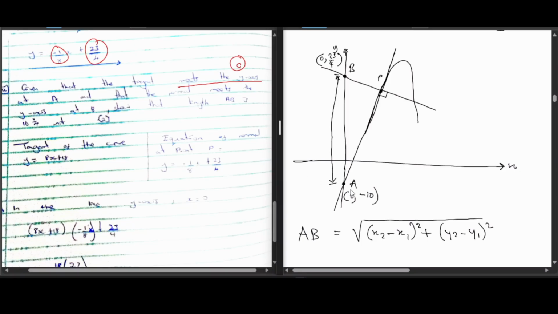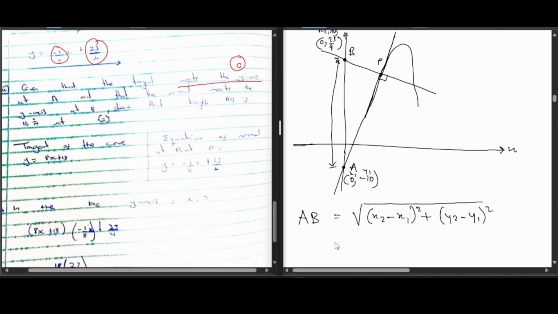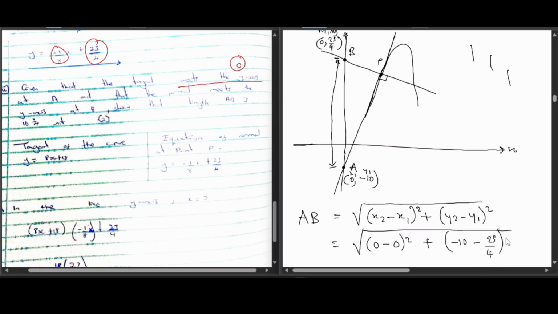It means we should know which point is x1, y1 and which is x2, y2. So if we reinterpret this, it is equal to, so what is x2? Then x2 subtract x1. So x2 is 0, so it's 0 subtracting x1, which is 0 again, squared like this, plus what is y2? Y2 here is minus 10, subtract what is y1? Y1 is 25 over 4, like this squared.